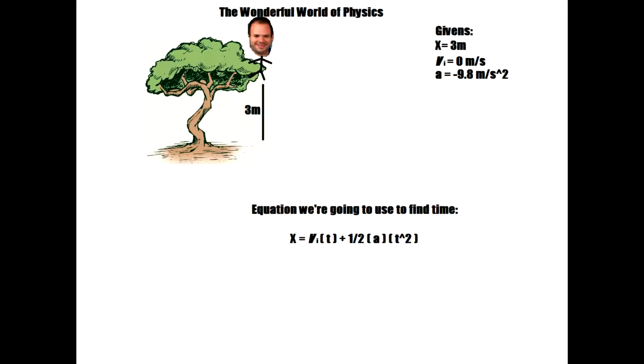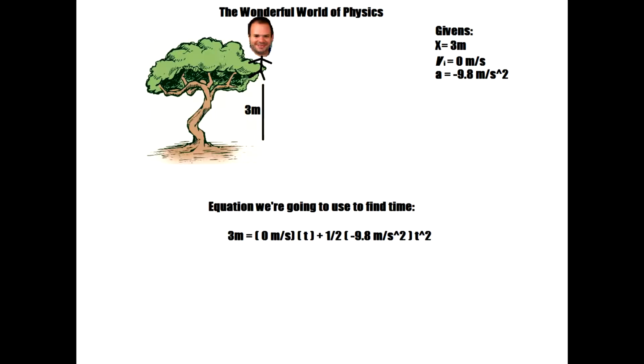So now let's take a look at this equation, because we're solving for time, right? So let's plug in our variables and see what we can find out for time. Alright, so here is our equation with our variables plugged in. We've plugged in 3 meters as his delta x, we've plugged in 0 meters per second as his initial velocity, and we've plugged in negative 9.8 meters per second squared as his acceleration due to gravity.